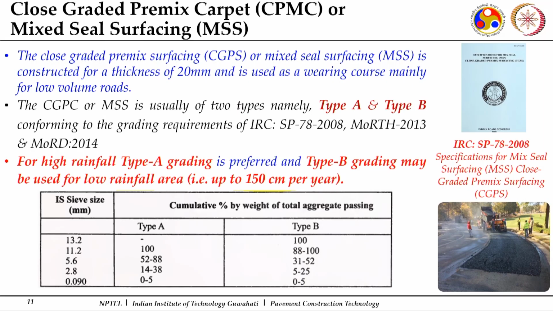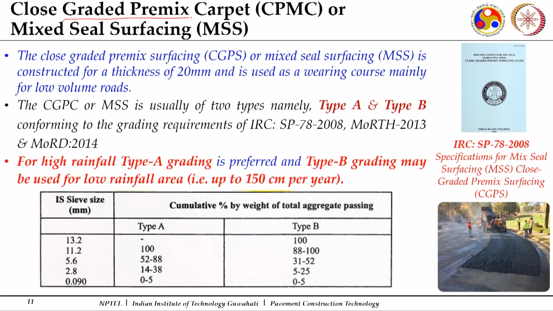Now the other one, here what we are doing, an open graded mix is laid and then it is sealed with the help of seal coat. There is another way around, one more mix combination, which is called closed graded premix carpet or mixed seal surfacing. So these are synonymous; many a times we refer to it as MSS or closed graded premix carpet.